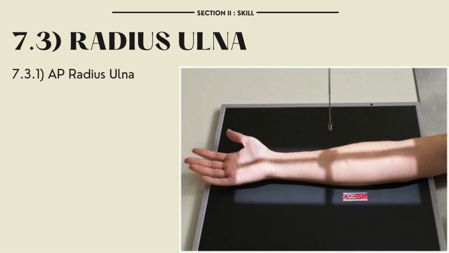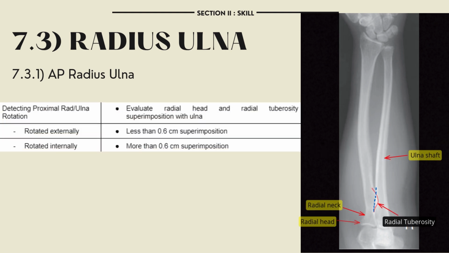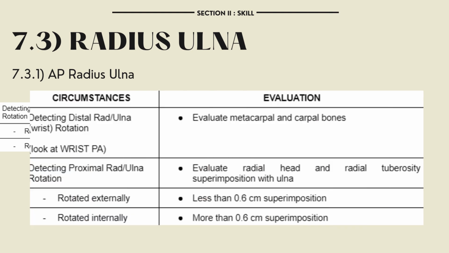Move on to the forearm. First, we have AP radius ulna. The evaluation of distal radius ulna rotation is the same as wrist, which is by evaluating the carpal and metacarpal bones. However, the detection of proximal radius ulna rotation is different. It is done by evaluating the radial head and radial tuberosity superimposition with the ulna.